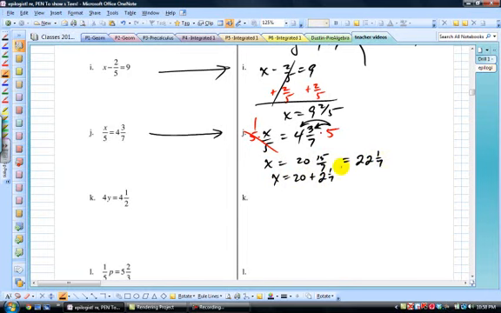Okay, you got to add the whole parts. Okay, 7 divides into 15 2 times with 1 remaining, so 2 and 1/7. Add it to the 20 to get 22 and 1/7. Okay, pause the video. Try the next one.